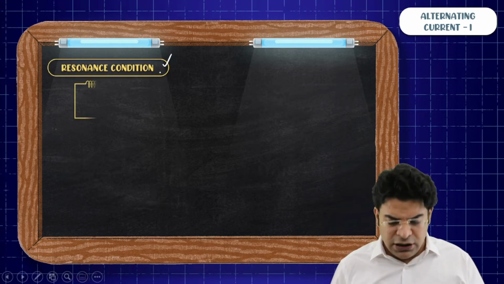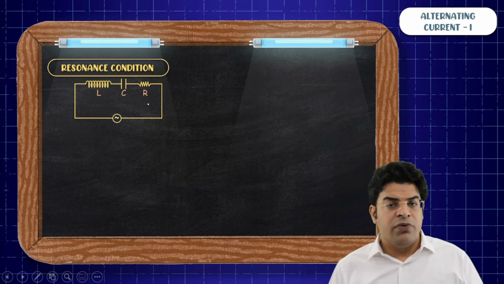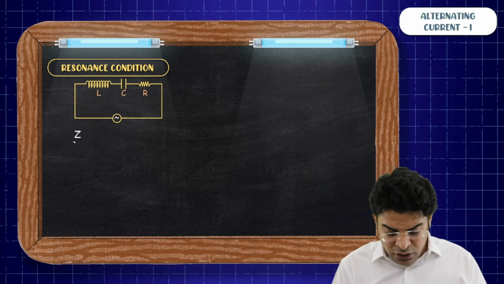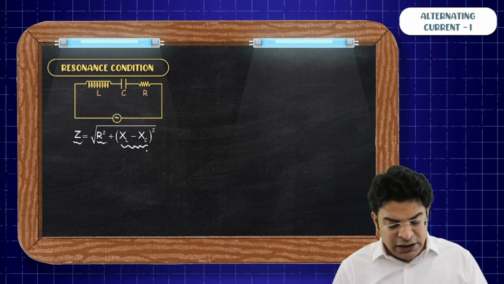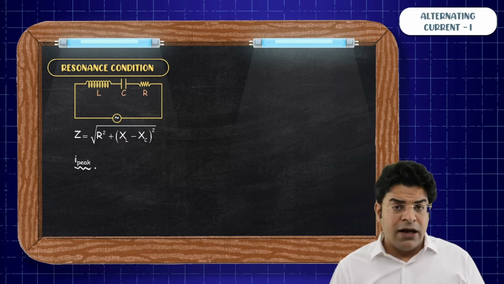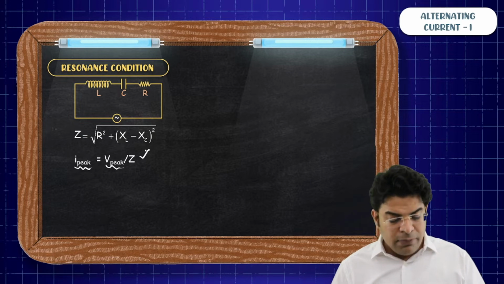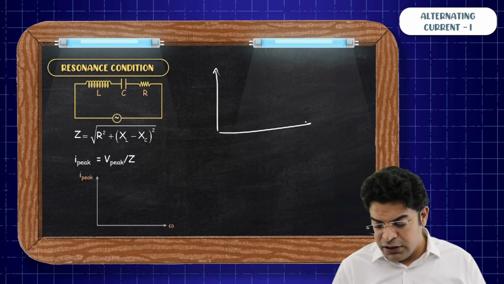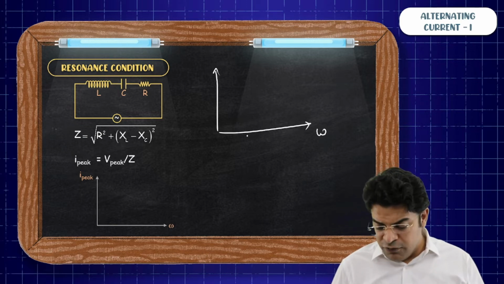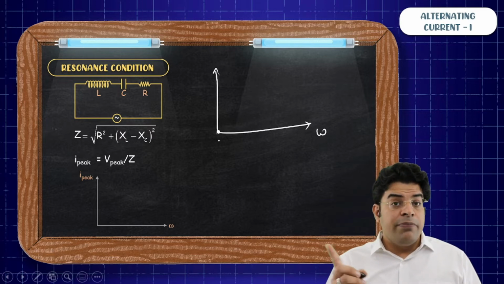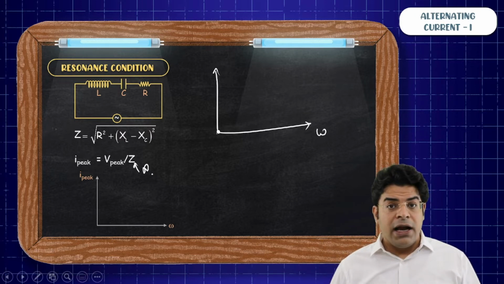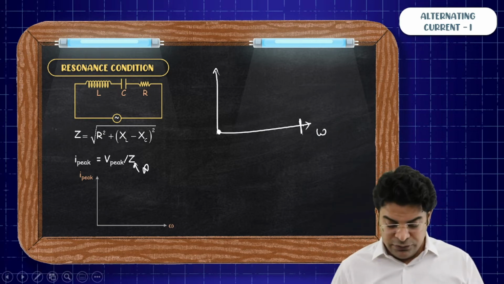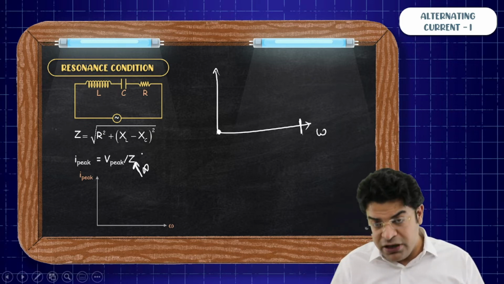Now under the resonance condition, if we have this LCR circuit, we know that the impedance of the circuit is minimum as XC equals XL. So the impedance equals the square root of R squared plus (XL minus XC) whole squared. The peak current equals the peak potential drop divided by impedance. If you think of the graph of the current variation with the angular frequency, for very low angular frequency the impedance is infinite and the peak current has to be 0. For very large angular frequency, again the impedance is infinite and the peak current has to be 0.